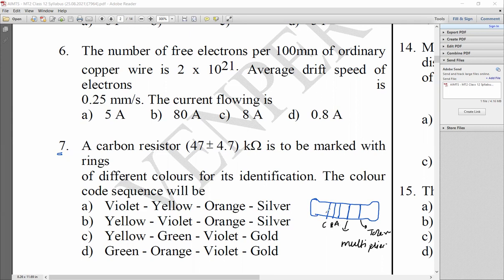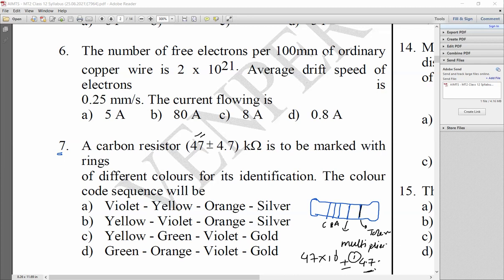So for the numbers 4 and 7, whichever color denotes 4, you should write that. 7, again you should write that. Plus the multiplier is what? 10 into 1. The multiplier is 1. This will be 47 into 10 power 1. Then plus minus, tolerance is how much? 4.7. So the last line should represent tolerance.